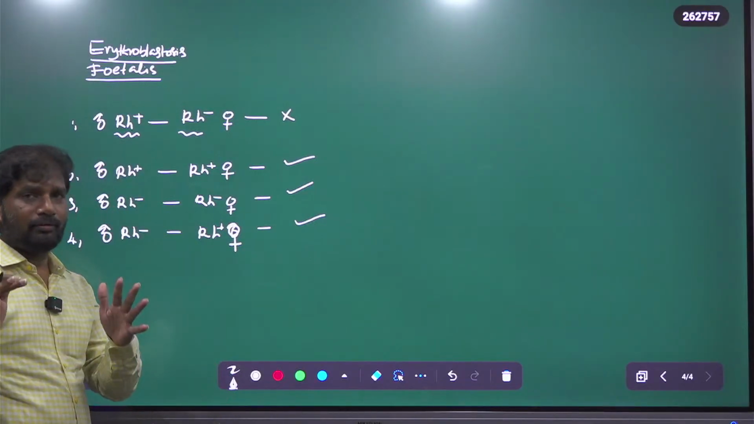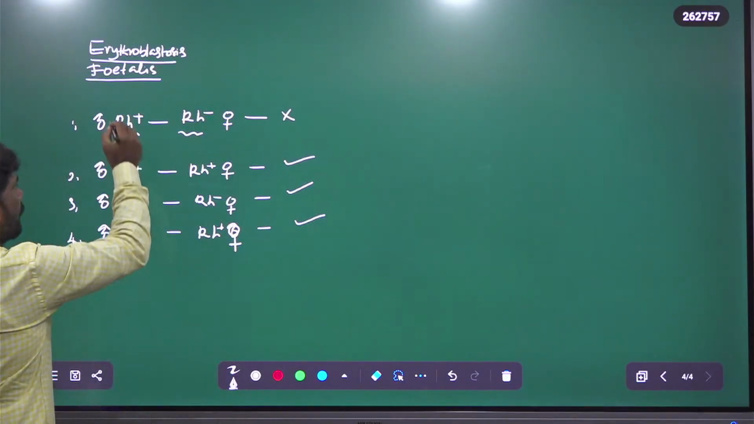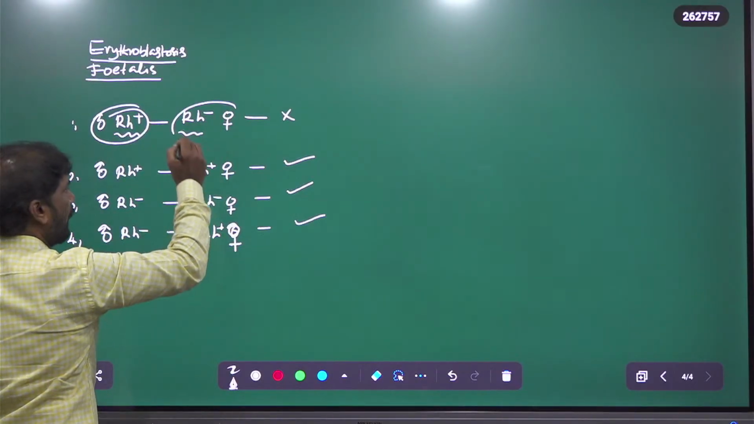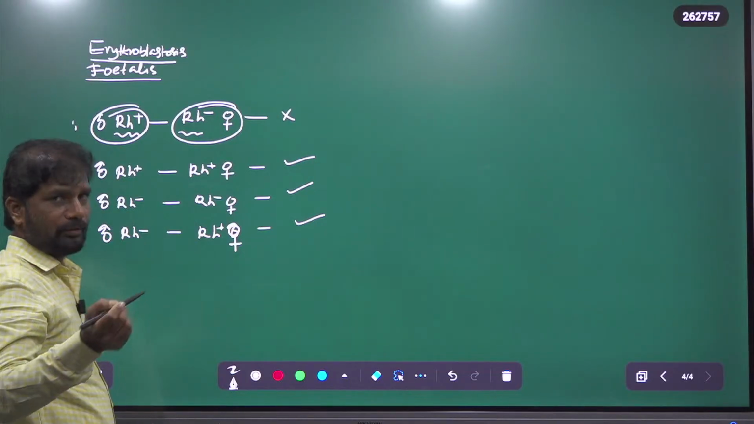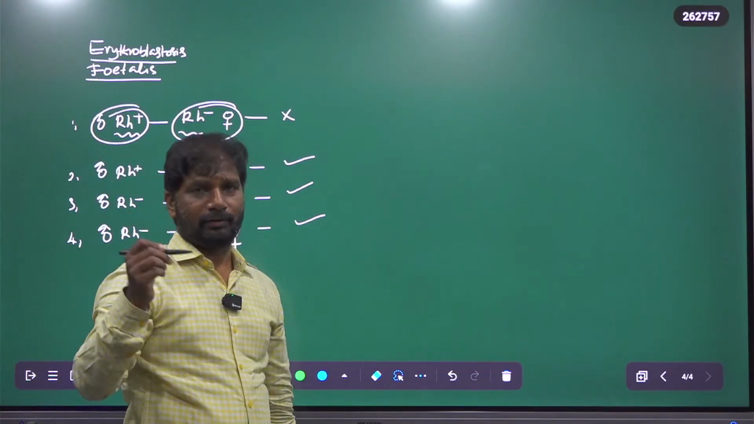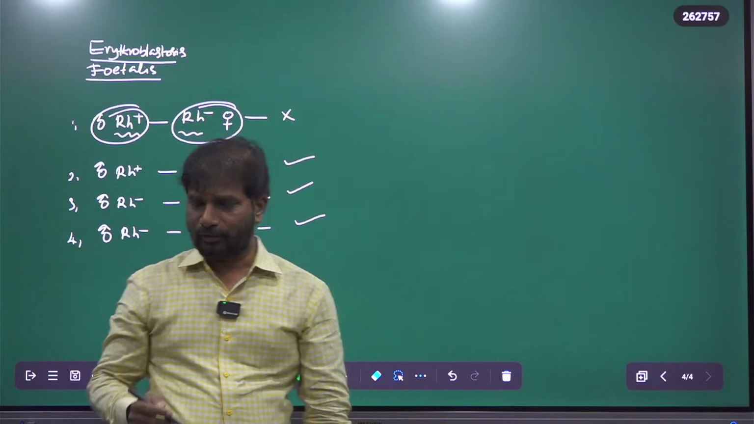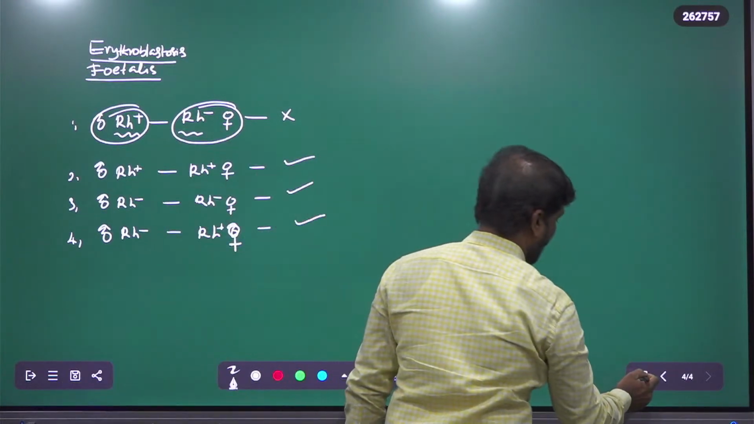Which marriage is not acceptable? When the male is Rh positive and the female is Rh negative. Here the first child will be safe, but the second child will lead to death. How that takes place, we can discuss clearly.